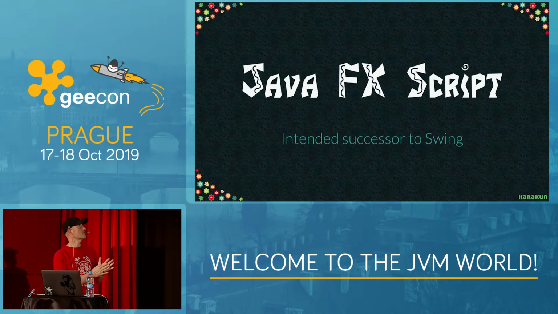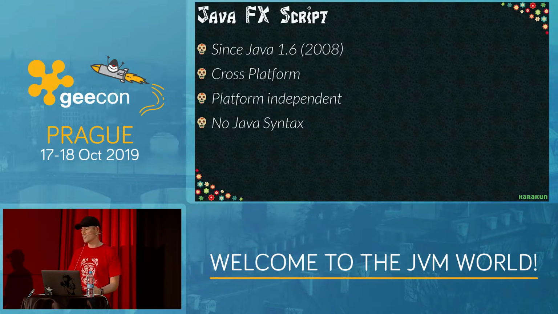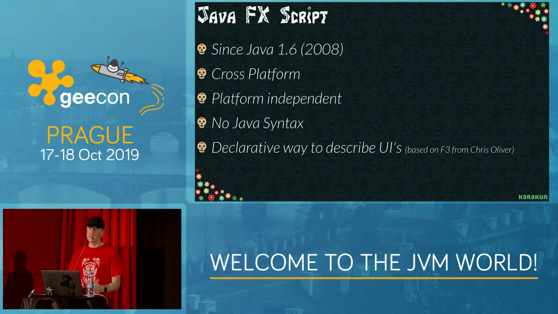Well, then there was this thing called JavaFX Script, which should be the successor to Swing, but it never really took off because that was a completely different language. It was a scripting language, and it seemed like Java developers really didn't like it. So it came with Java 1.6 in 2008. Again, cross-platform, platform independent, no Java syntax. And it was a declarative way to describe UIs, and it is based on F3. Does someone know F3 or remember it? Yay, one. Which was fine.